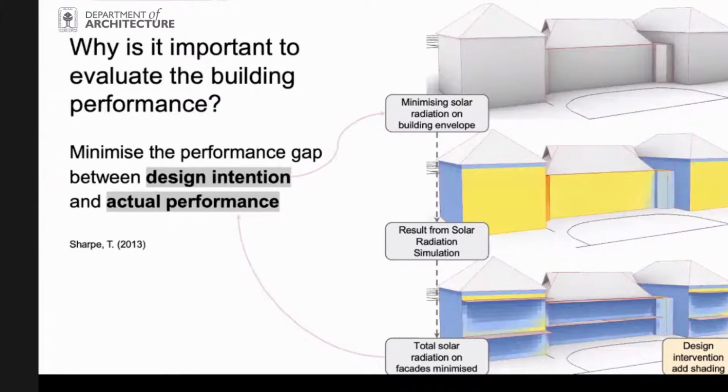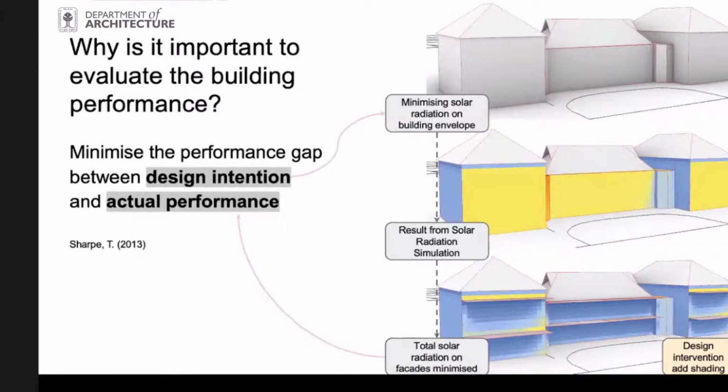For example, I have a building design, and I have the design intention to minimize the solar radiation on the building envelope. Then I do a building performance simulation, and I get the result about the solar radiation around the building. From that point, I can give an intervention to the design. For example, I put a shading on it, then I can run the simulation again.